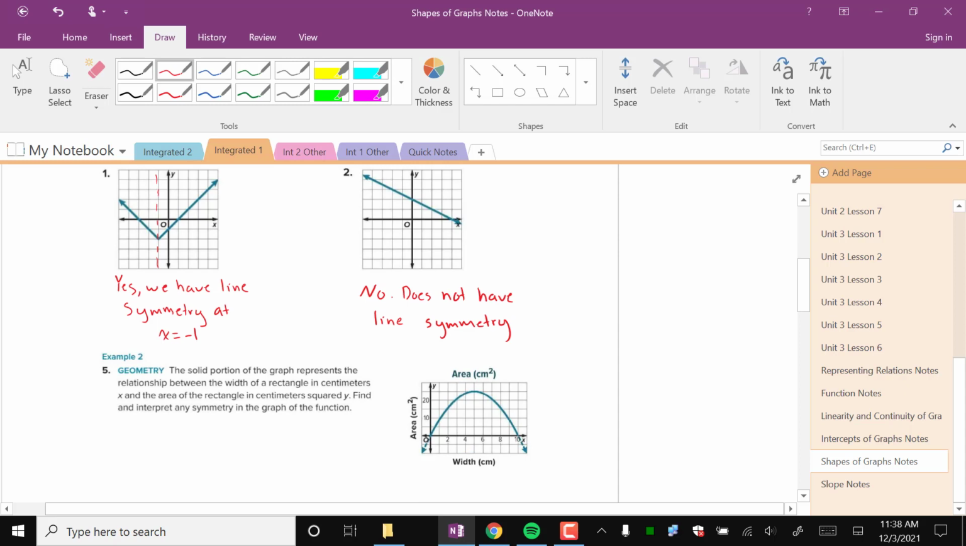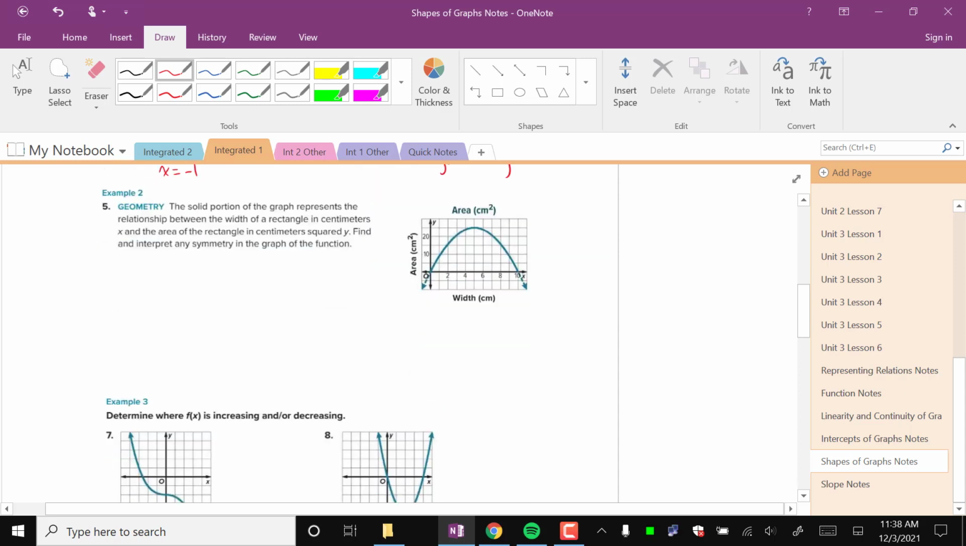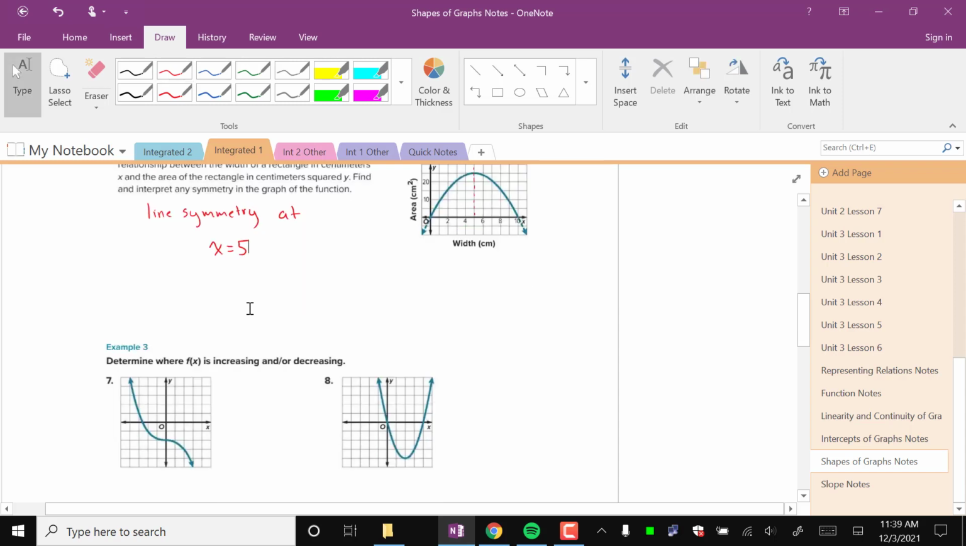All right, let's take a look at example 2. So example 2, what we want to do is determine, does this graph that we have here have line symmetry? And if we look at it, we see that it starts going up, and then at one point it gets to the top part, and then it starts coming back down. So this one also has line symmetry. And the part where it stops going up and starts going back down is right here. And this point is at 5. So it has a line of symmetry at x equals 5. Again, line symmetry at x equals 5.